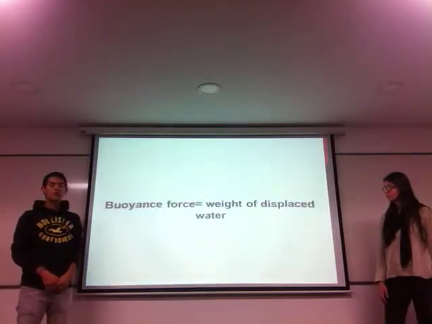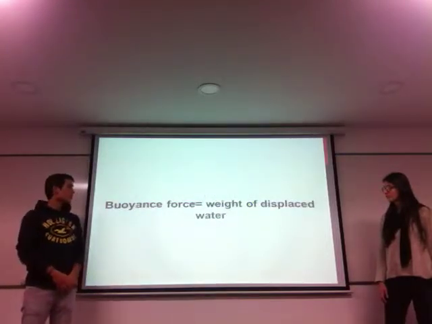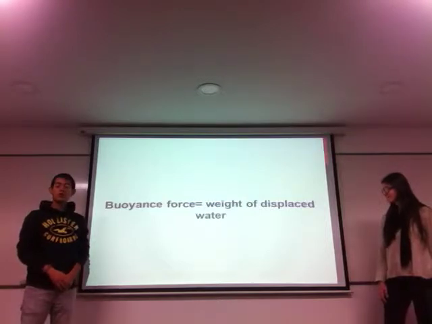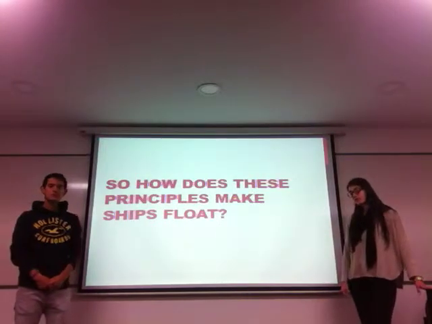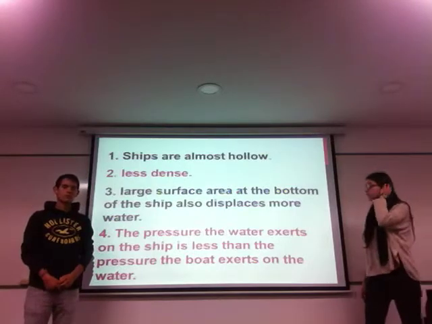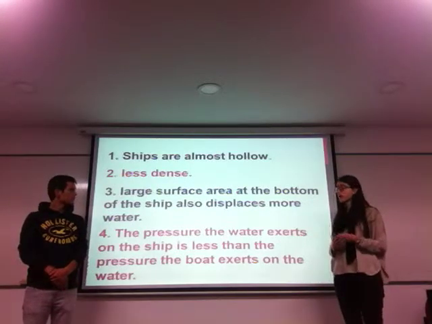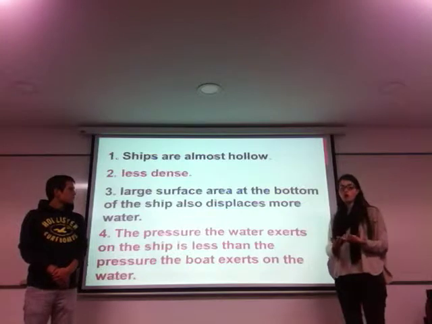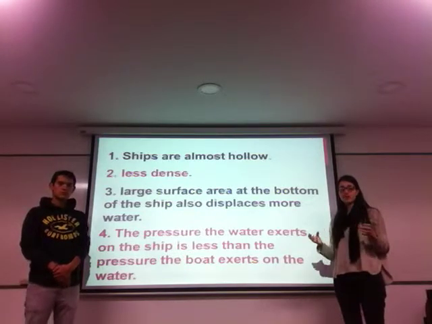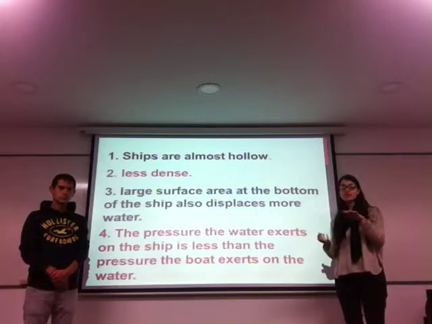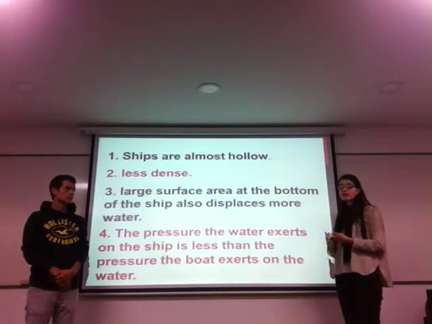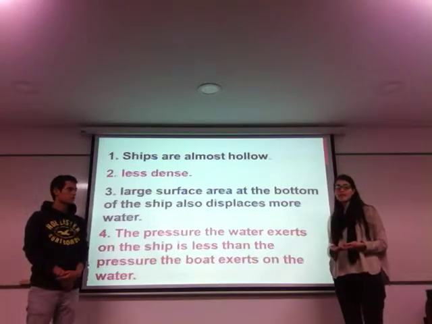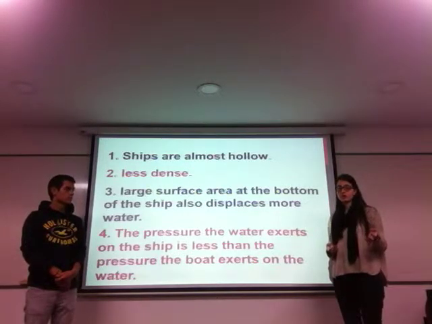And what we conclude from these two principles is that the buoyancy force is equal to the weight of displaced water. But how do these principles make ships float? Well, it's really easy. Ships float because of 4 reasons. The first one is that ships are almost hollow. That means that they have a lot of space inside, and that space is full of air, so that could be loaded. The second one is that ships are less dense. This is because of the materials they are constructed with.